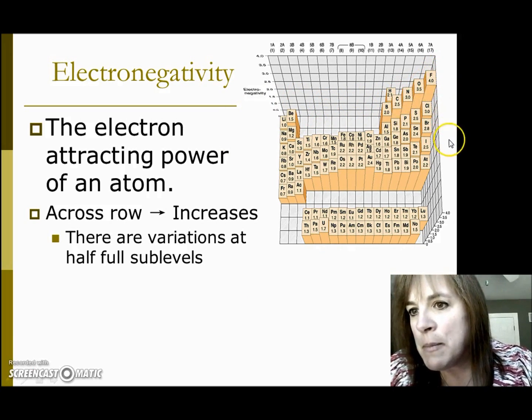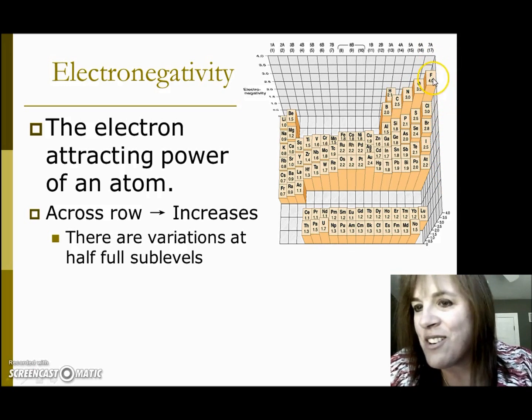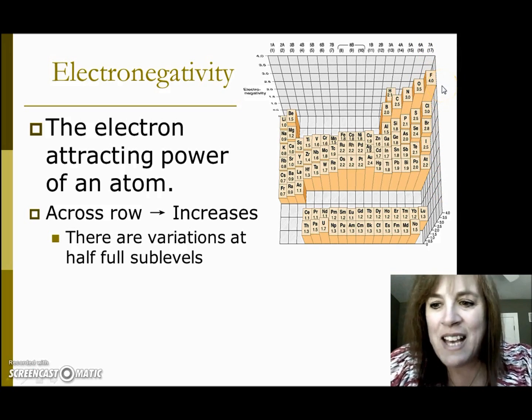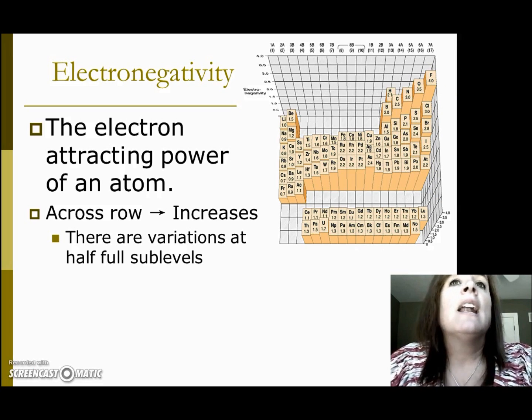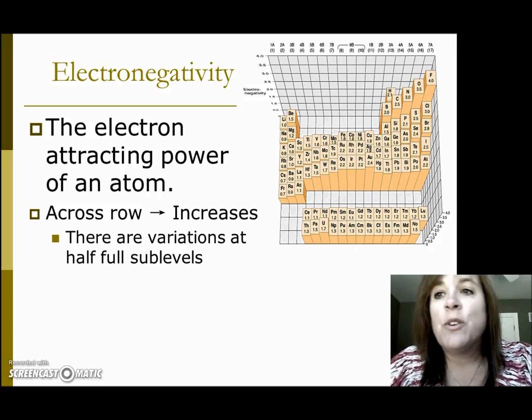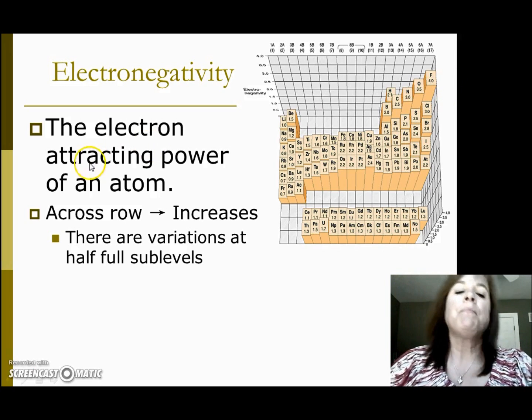Now you'll notice something missing from this. The noble gases are not here because the noble gases are not attractive at all. They don't want an electron at all. So they're not even on our little chart.